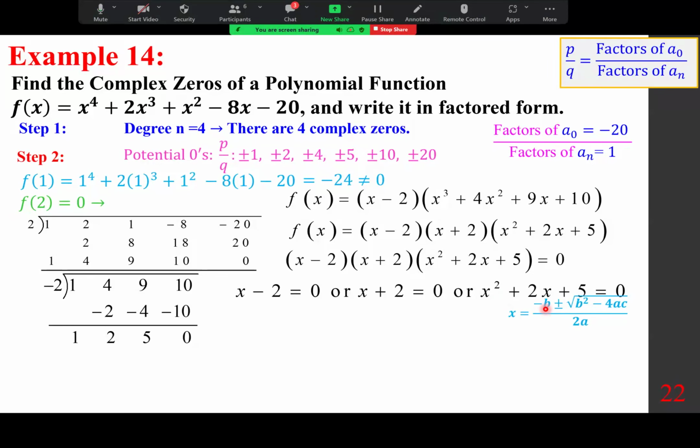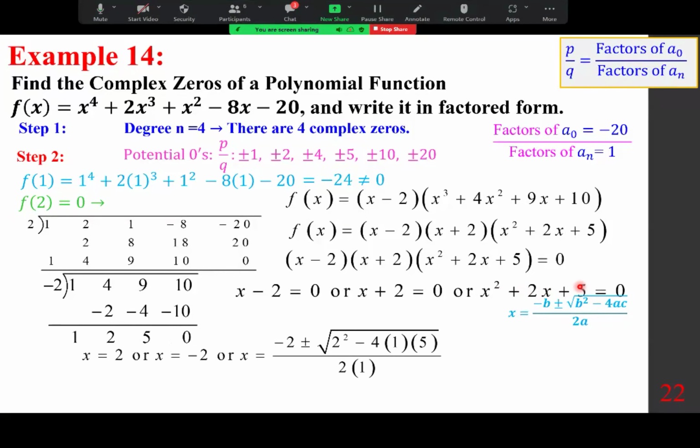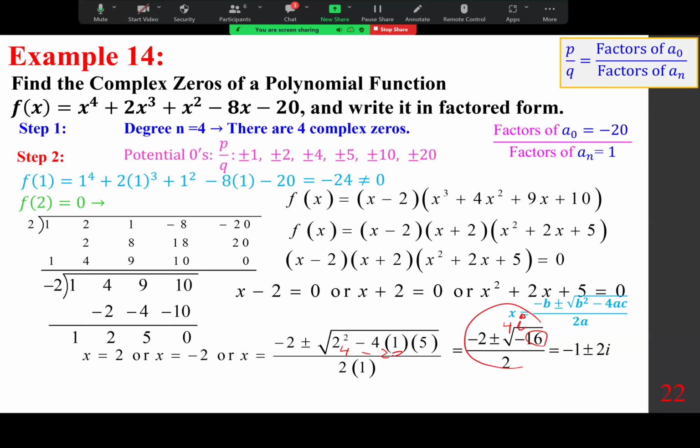So x is minus 2 plus or minus the square root of 2 squared minus 4 times 1 times 5. This is 4 minus 20, which is negative 16. And this one, remember, comes out as 4, so we have plus or minus 4i. We divide everything by 2. We get negative 1 plus or minus 2i.